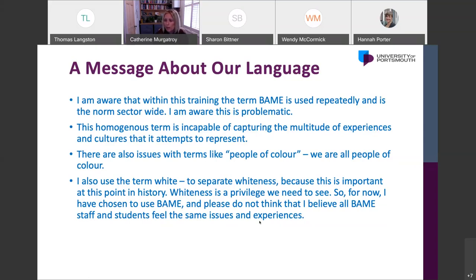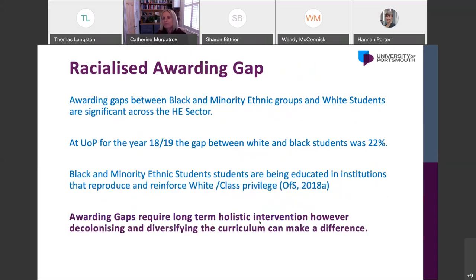And I'm using the term white today to separate whiteness, because I think it's really important at this point in history that we recognise the inherent privilege of being white. So I'm going to be using white and BME, but I wouldn't want you to think that I don't understand there are limitations in those terms. And I certainly don't believe that all BME staff, students or members of the community have the same experiences or feelings or understandings.